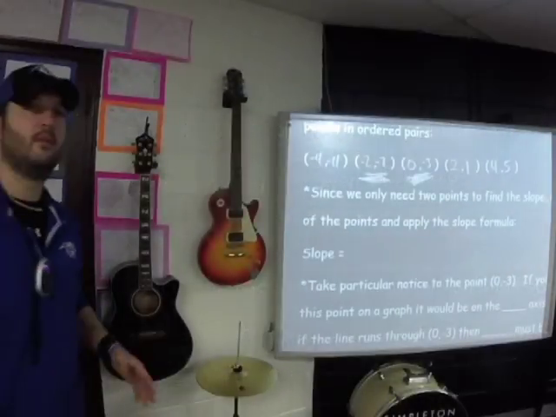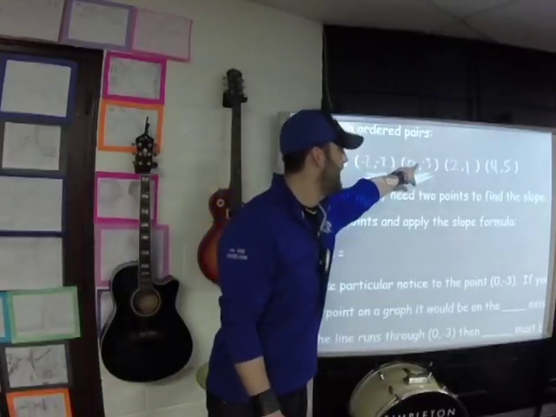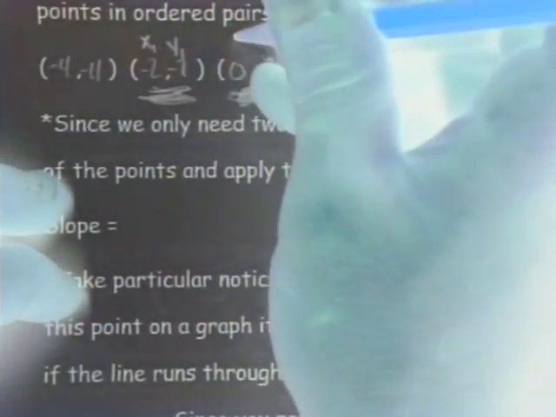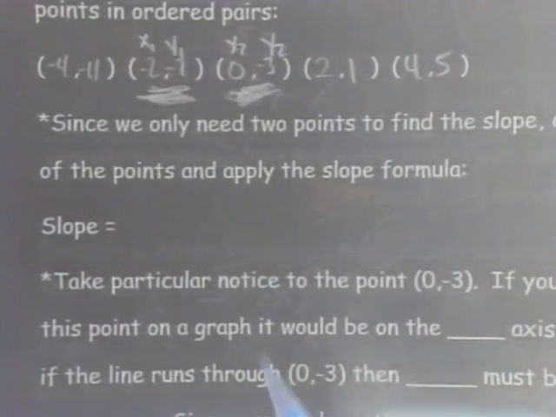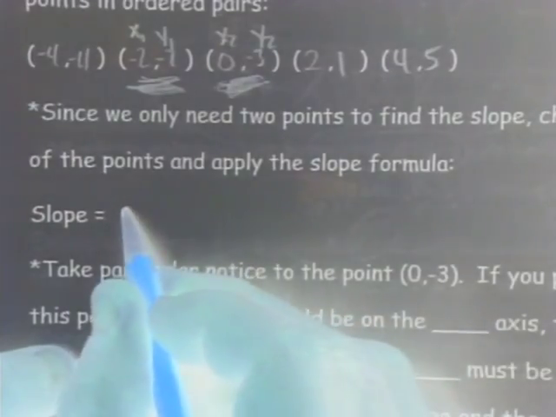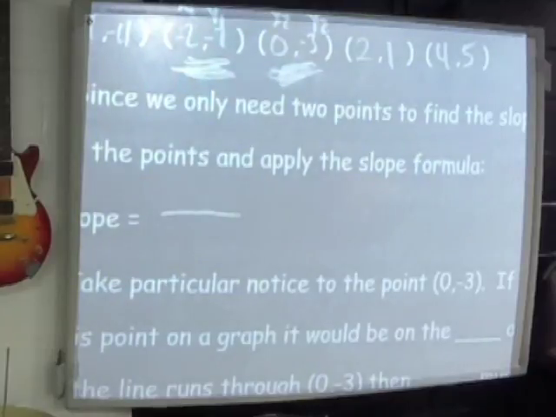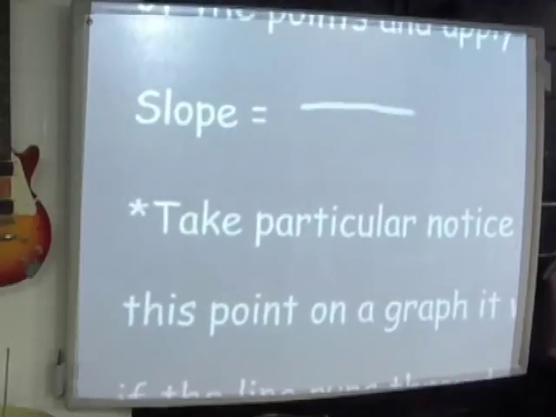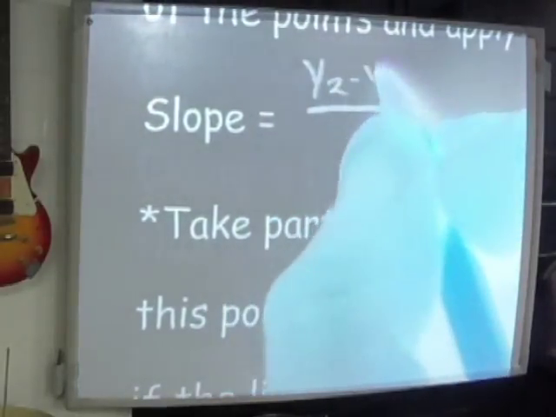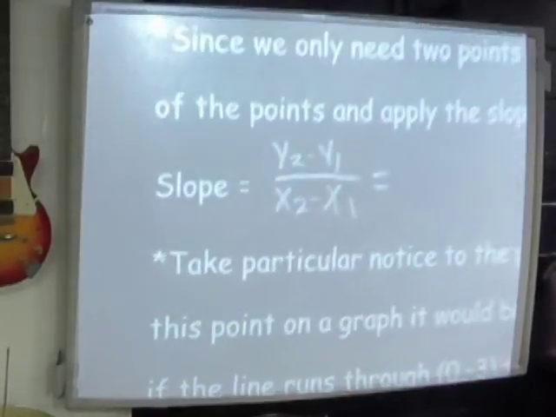Let's label them though. If I'm labeling points, what am I going to call this? x1, y1, and then x2, y2, just like that. Now on the slope here, let's write the slope formula out so that you remember it. Slope formula is what minus what? y2 minus y1 over x2 minus x1. Okay, now I've labeled those points for you.